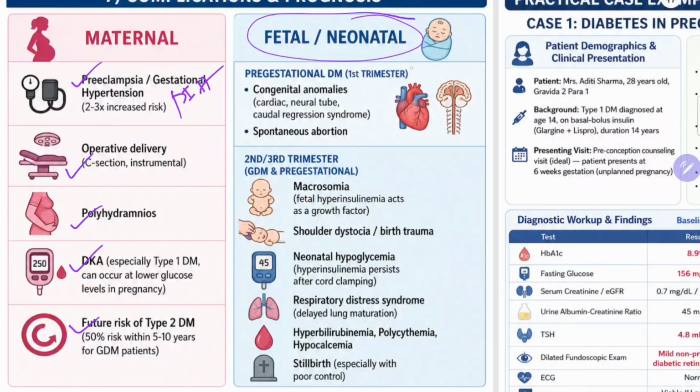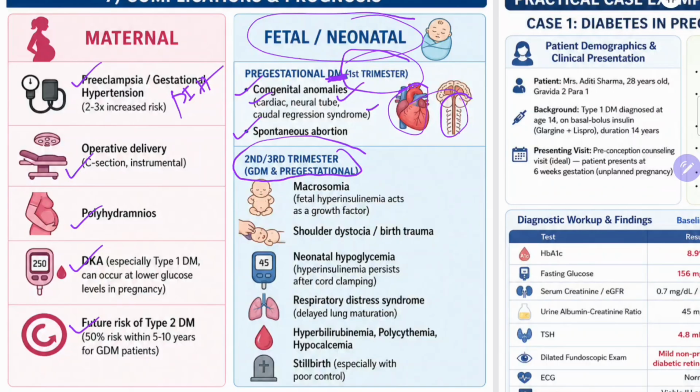You can divide it into a patient who is having overt, pre-gestational diabetes mellitus. The baby will have a risk of congenital anomalies like cardiac anomalies such as ASD, VSD, neural tube defects and caudal regression syndrome. So heart and spinal cord anomalies risk, or spontaneous abortion, that is pre-gestational diabetes. So first trimester complications are related to birth defects and abortion.